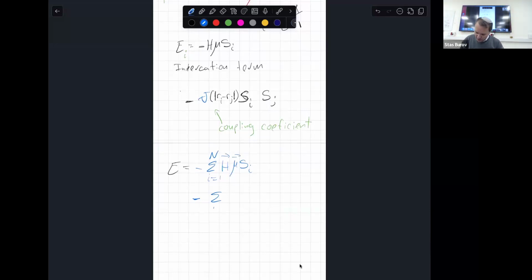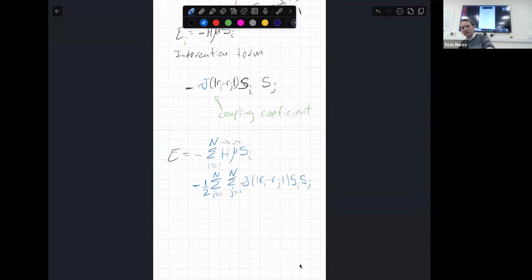So I do it as follows. i goes from 1 to n, j goes from 1 to n. In order not to count everything twice, I will put 1/2 over here. And here I have J of Ri minus Rj, Si, Sj. So this is the idea of Wilhelm Lenz. This is what we call the Ising model. I described it to you in 1D, but it doesn't matter. You put any lattice in 1D and 2D and 3D, okay?